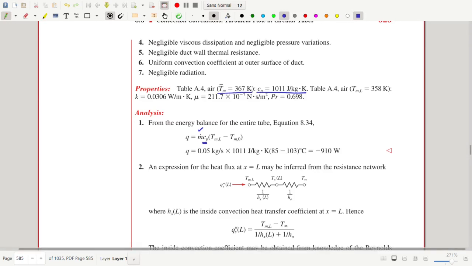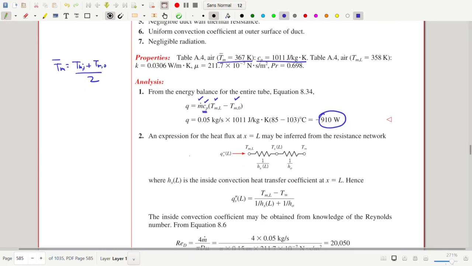That means that you have the inlet temperature and the outlet. So this T mean average is the average of the mean temperature at the inlet and the mean temperature at the outlet. So be careful when doing these calculations. We calculate Cp at this temperature, and then the outlet minus the inlet temperature, which gives you, well, we have to find the loss. So the loss is 910 watts. That's the amount of energy that is leaving the surface of the duct.